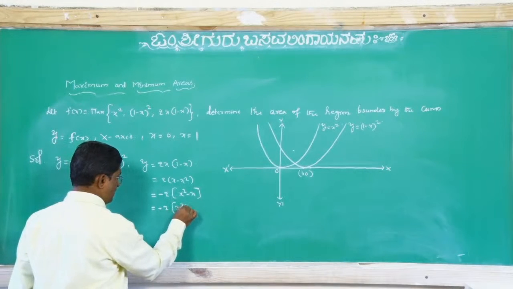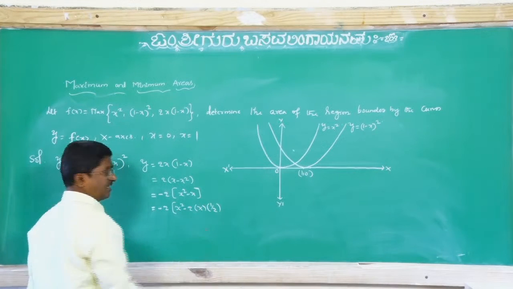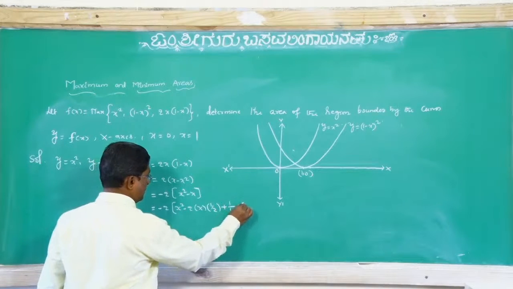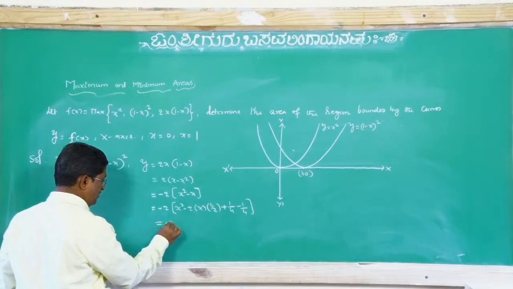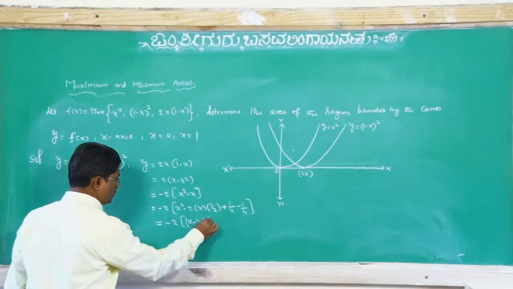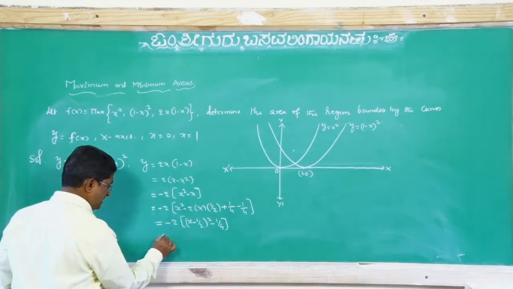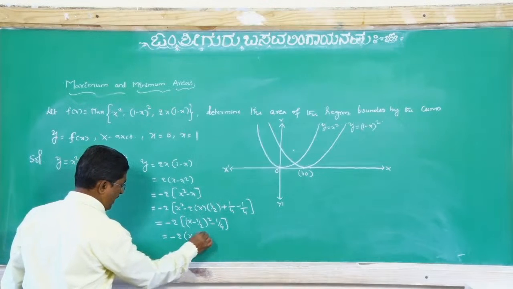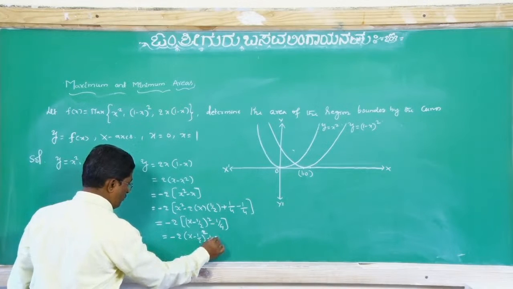a square minus 2ab, where a is x and b is equal to the coefficient of x by 2. b square is nothing but 1 by 4, and we subtract it. Right? This is equivalent to minus 2 times of (x minus 1 by 2) whole square minus 1 by 4. When you multiply the minus sign inside, it becomes 2 into (x minus half) whole square plus 2 by 4, which means 1 by 2.